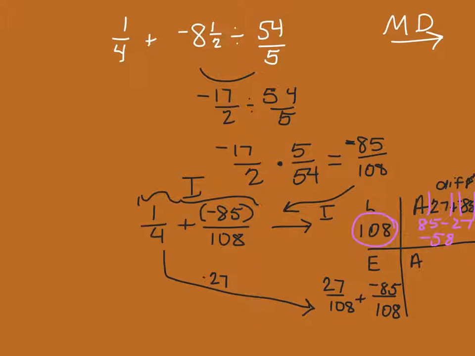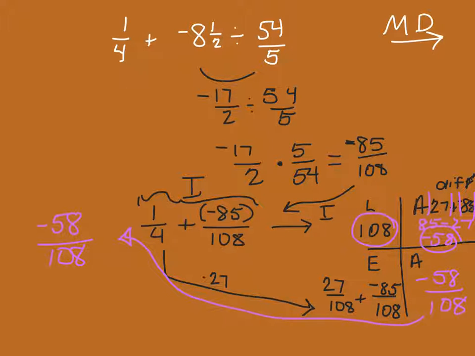I've got my denominator, I've got my numerator, I've got negative 58 over 108. So that is my answer. However, let's think about that for a minute. Negative 58 over 108. Both of those numbers are even, so we've got to be able to reduce this.